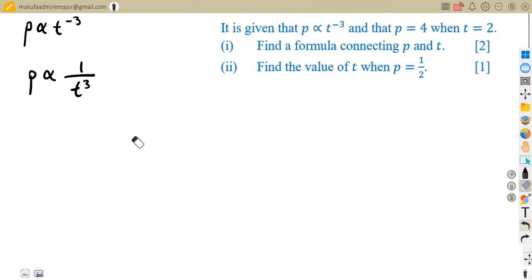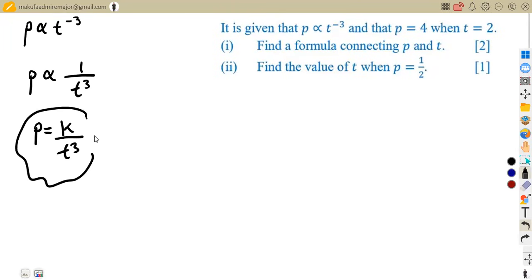So these are statements that we are just given. All right, so this is not the important part. What is important is that once you have got your variation sign, what you need is to introduce the constant. So P is equal to K over t to the exponent of 3. Here we are not even answering the question, we are just analyzing this statement. Now we answer the question.